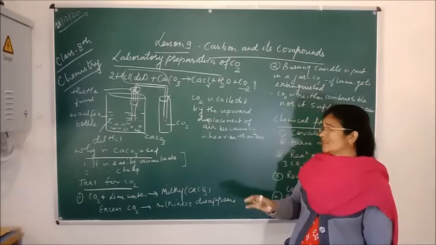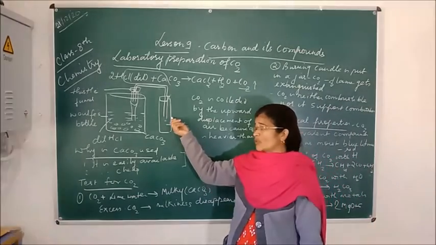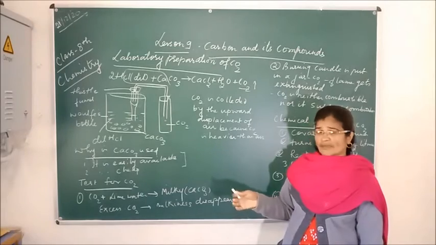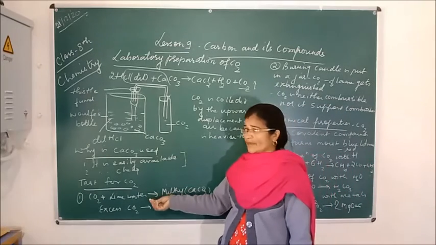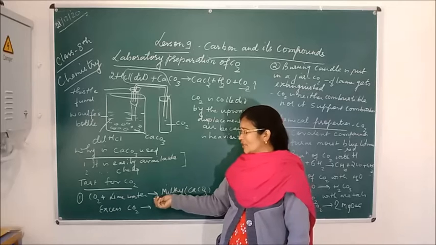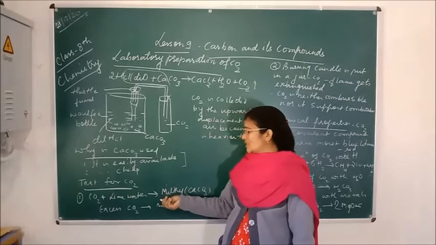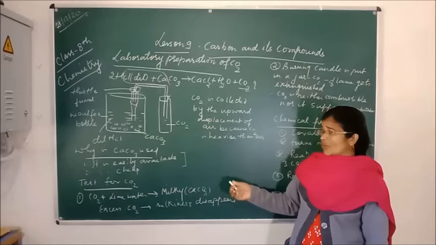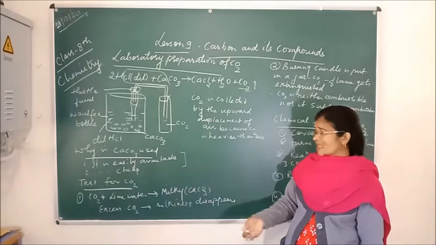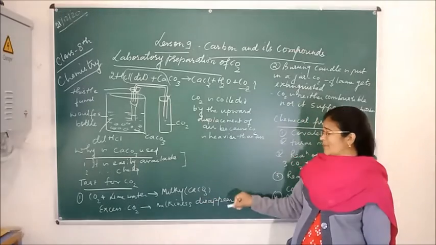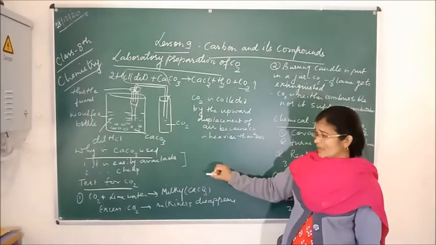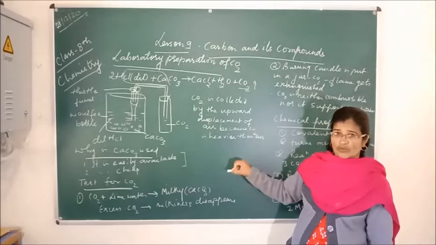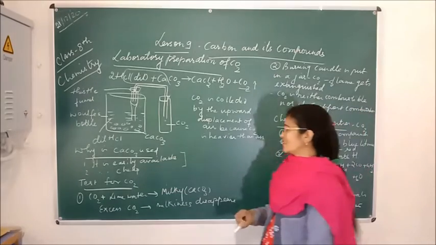Now how will you test whether the gas produced in this jar is CO2 gas? There are two tests for it. The first test is that when we pass this carbon dioxide gas through lime water in a beaker, the lime water turns milky because of the formation of calcium carbonate. But when we pass excess carbon dioxide, this milkiness disappears. So this proves that the gas present in the jar, which turns lime water milky, is carbon dioxide gas. This is the first test.